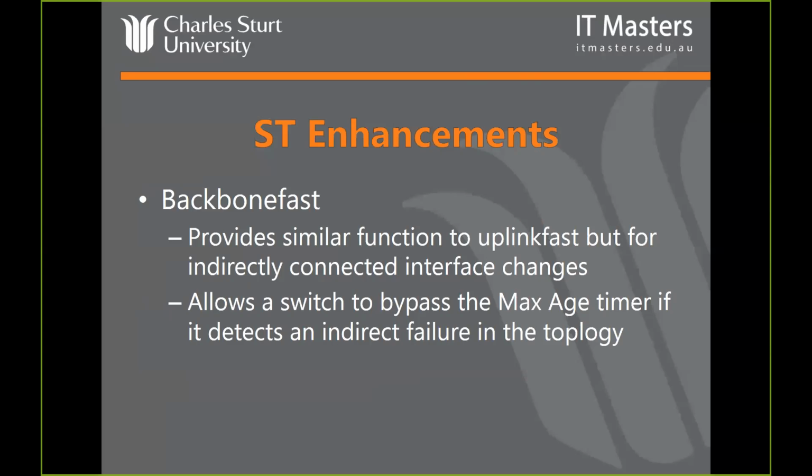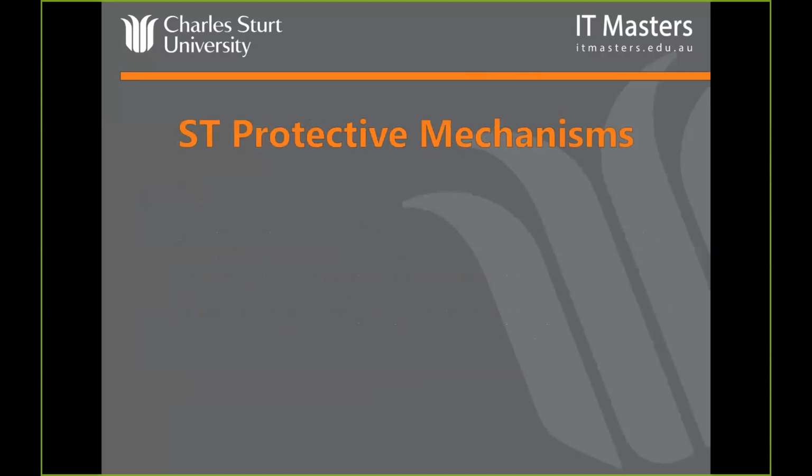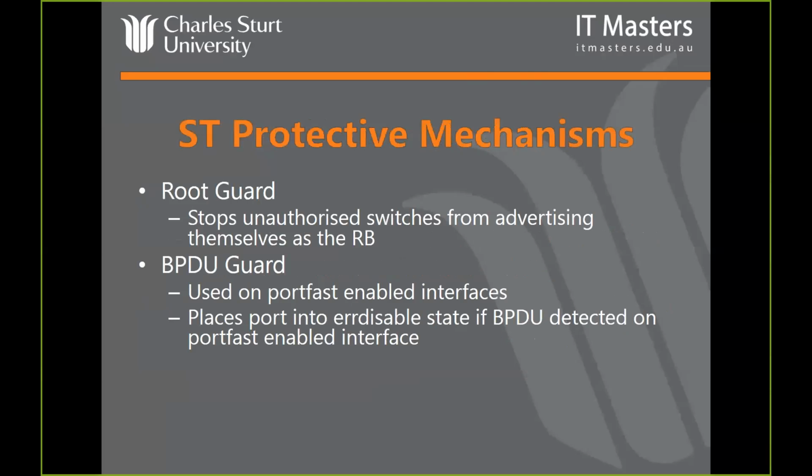Okay, so again, uplink fast is port fast for switches. Backbone fast is port fast for switches that are further downstream. So very similar technologies and related.